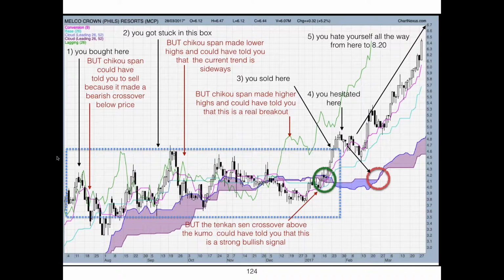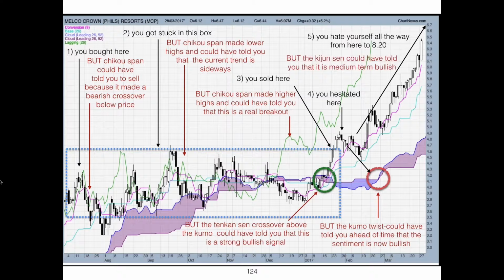Now you hesitated here. I'm sorry, in the previous, in number 3, you sold here. The Tenkan-sen crossover was below the Kumo, but this was still a bullish signal. Though it's not a strong bullish signal, it's a weak bullish signal. In number 4, you hesitated, but the Kumo twist could have told you ahead of time that the sentiment is now bullish. This Kumo told you that the bullish hidden divergence was stronger than the bearish divergence that you saw in the previous chart. So there's no conflict here. There's a clear twist in the Kumo.